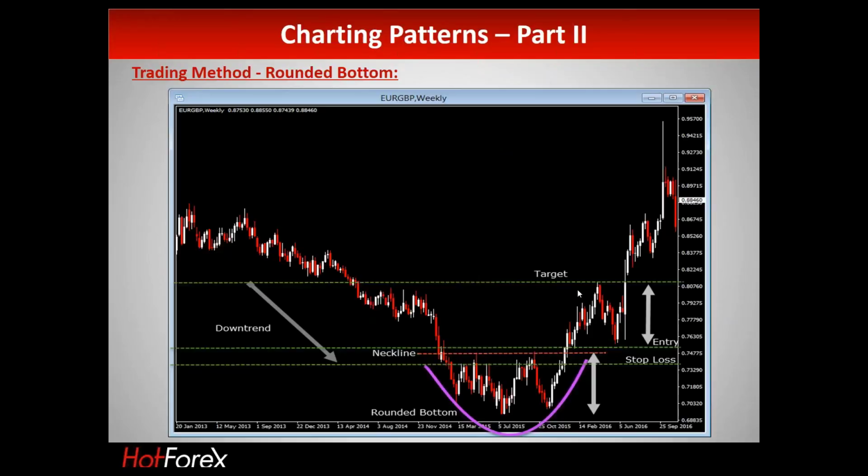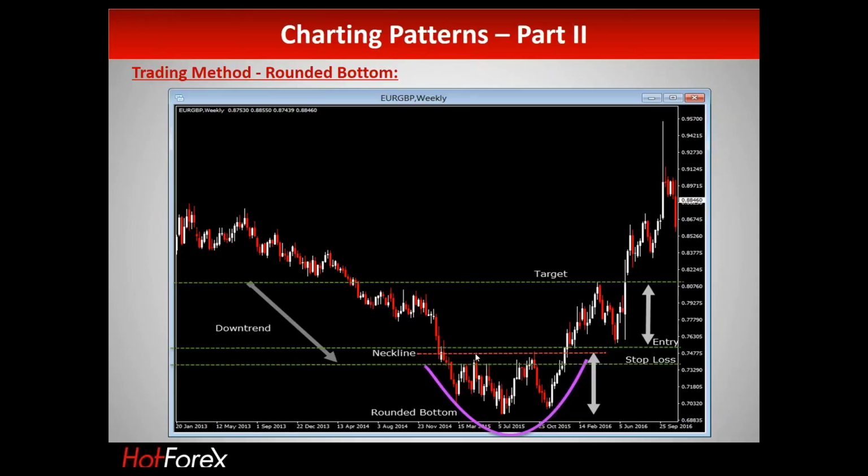And let's see an example also of the rounded bottom. So we are in a downtrend. We saw a rounded bottom on my asset, the euro pound one. This is quite an old example, but I didn't manage to find a rounded bottom pattern quite recently, so I put this example. So I saw that rounded bottom.